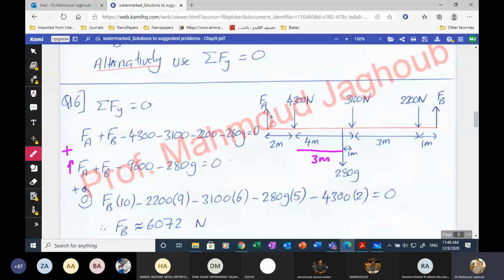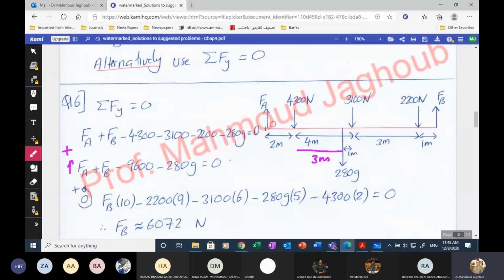So you have Fa minus this force, minus this, minus this, minus the weight, plus Fb, all that equals to 0. And you get an equation Fa plus Fb minus 9,600 minus 280 G equals to 0. So this is one equation, and I have two unknowns. I need another equation. Where do I get it from?